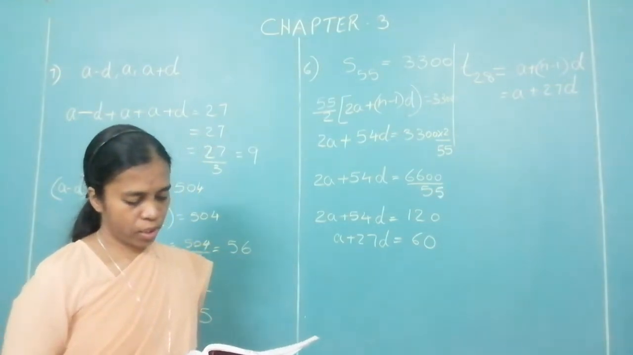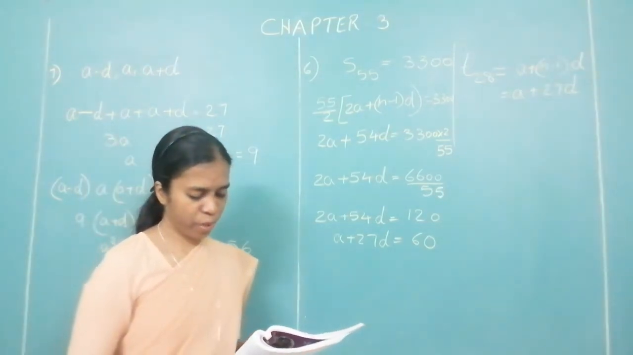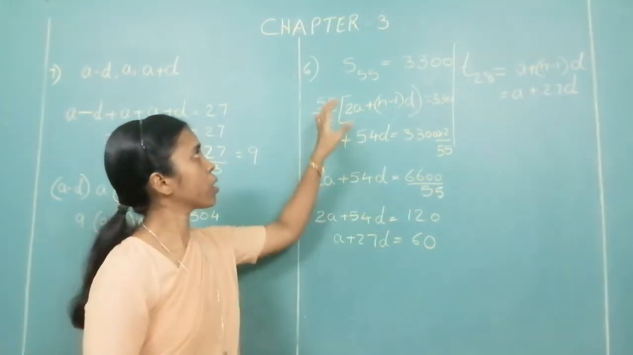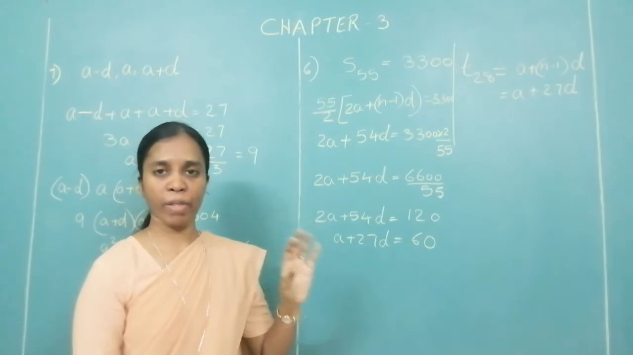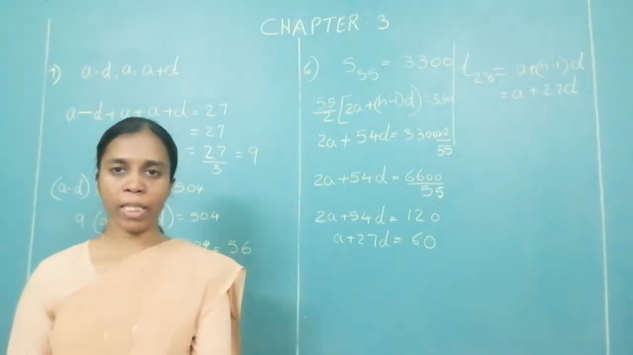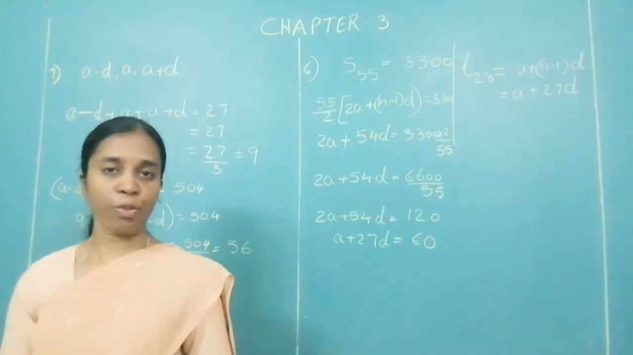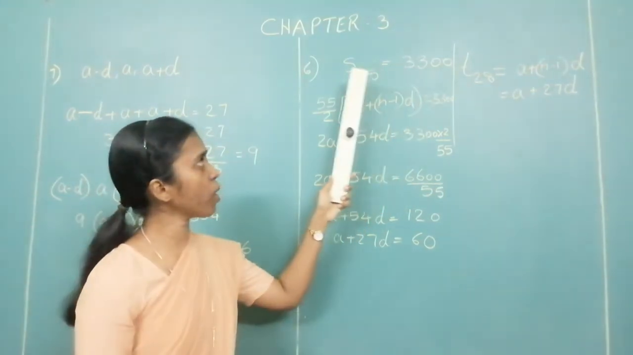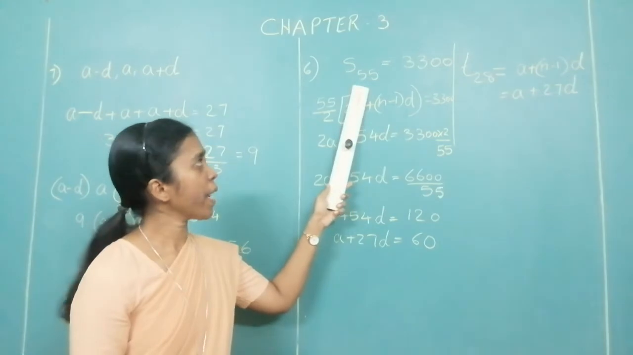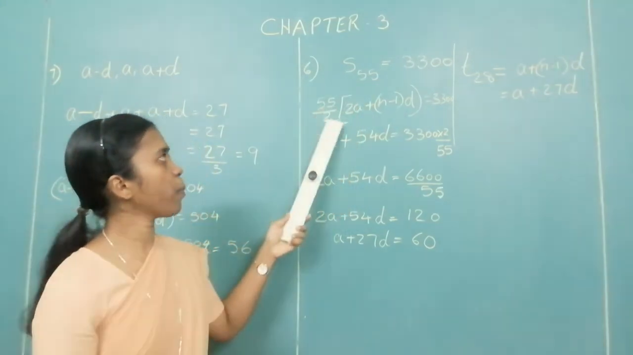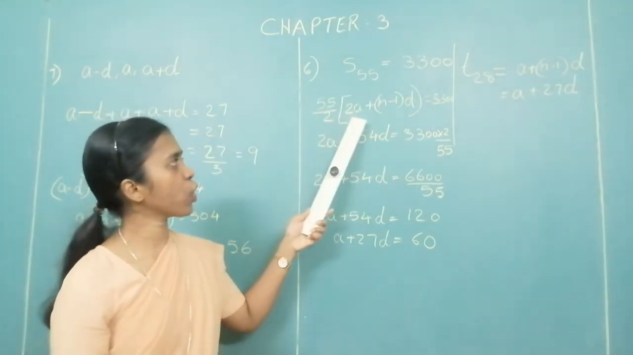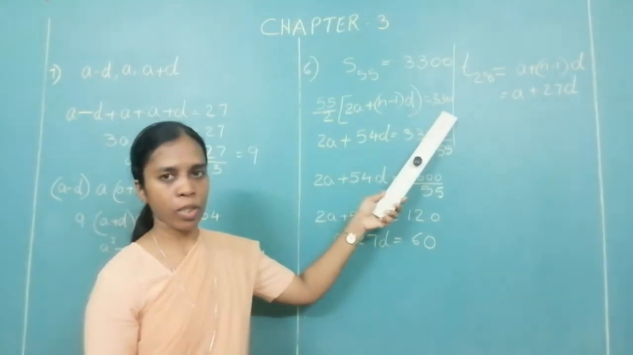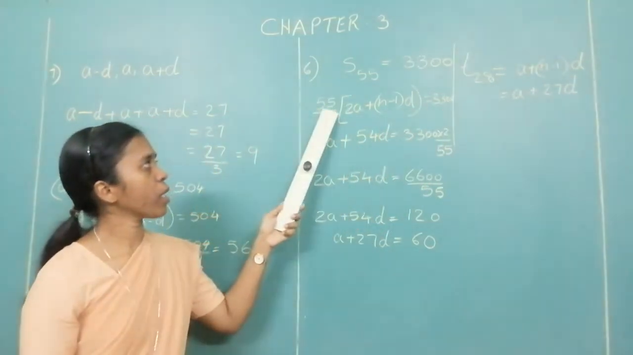Question number 6. Sum of first 55 terms in an AP is 3300. Sum of first 55 terms. So what is given to you? S55 is equal to 3300. Now what is the formula for S55? S55 is n upon 2 bracket 2a plus n minus 1 into d. That is 3300.